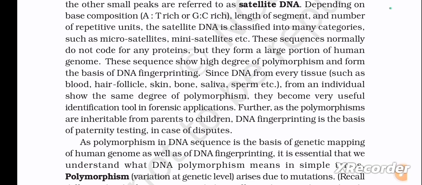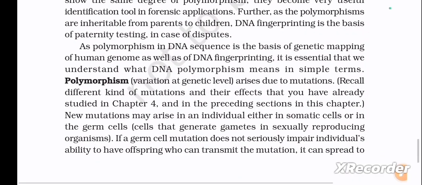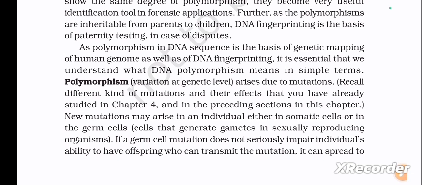Since DNA from every tissue such as blood, hair follicle, skin, bone, saliva, sperm, etc. from an individual show the same degree of polymorphism, they become a very useful identification tool in forensic applications. Further, as the polymorphisms are inheritable from parents to children, DNA fingerprinting is a basis of paternity testing in case of disputes. As polymorphism in DNA sequence is the basis of genetic mapping of human genome as well as DNA fingerprinting, it is essential that we understand what DNA polymorphism means in simple terms.